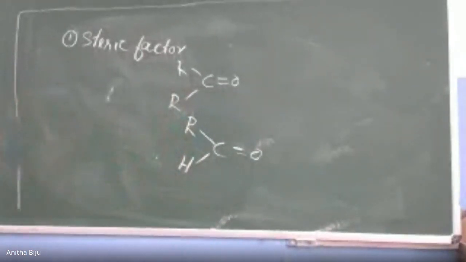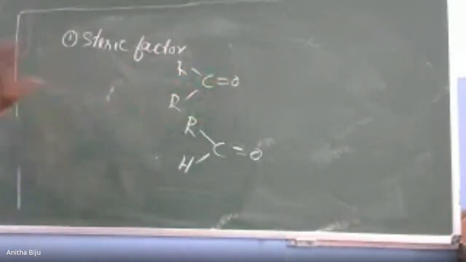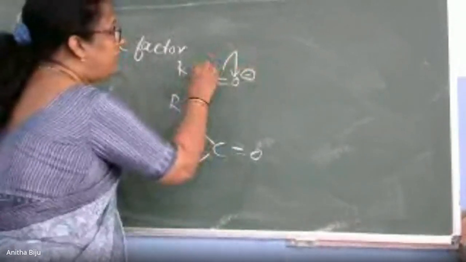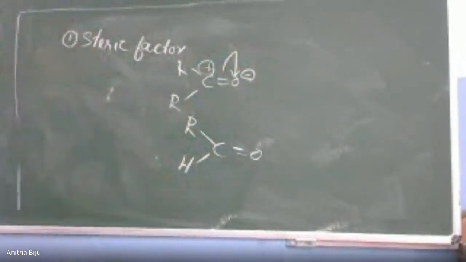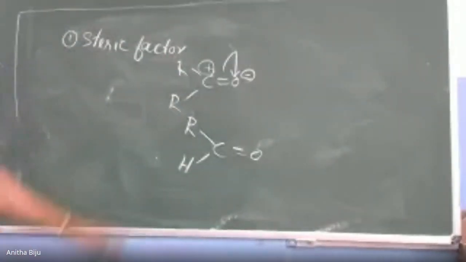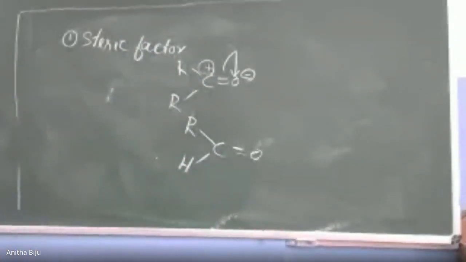First reason. Second reason is electronic factor. Electronic factor means, suppose here a carbonyl group is there and shifting of electron is there, so this becomes negative and this becomes positive. You know that alkyl group is an electron donating group, so it will supply more electron to carbon. Because of that, the attack is not that easy. So you can see that electronic factor.